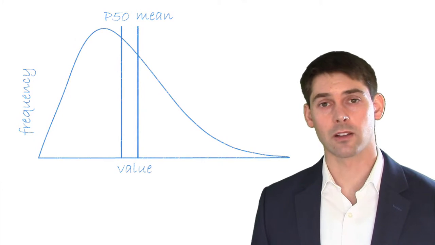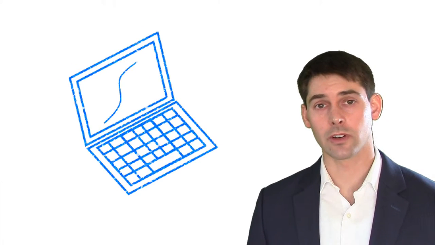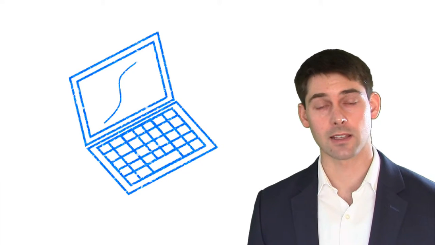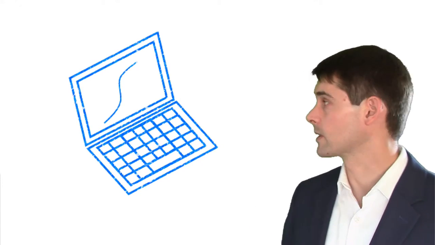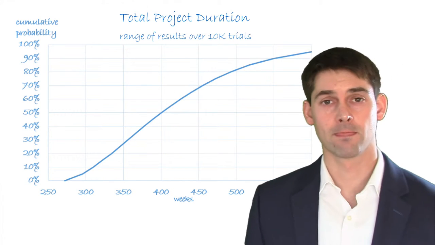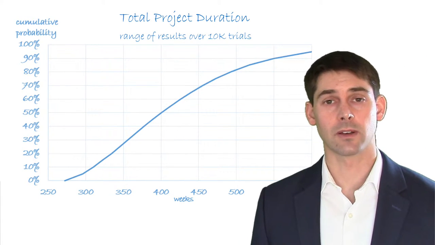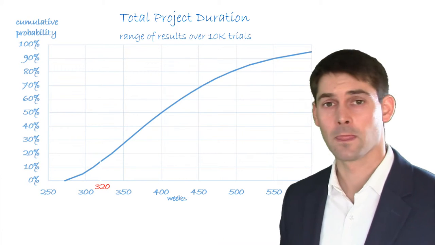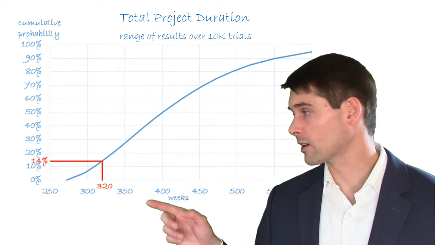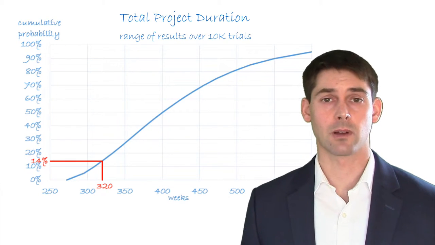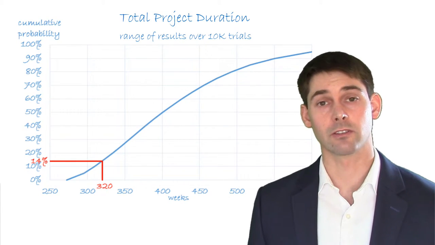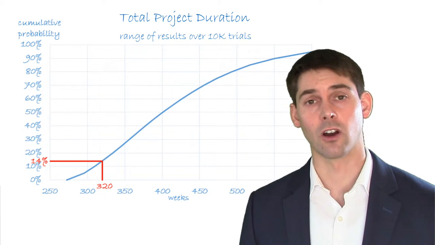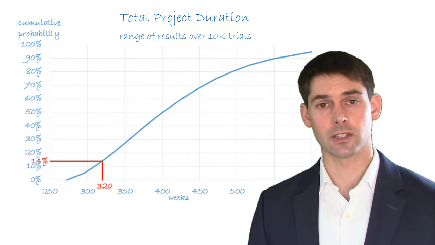So if we build a model that allows us to calculate the schedule over and over again, each time trying a different value from across that range for each of our 20 tasks, and we plot the overall results, we get something that looks like this. So if we look across the bottom and find our original estimate of 320 weeks here, we follow up to the curve and look across, we can see there's a 14% probability of completing in 320 weeks or less, and only 14% probability of making our scheduled completion date.